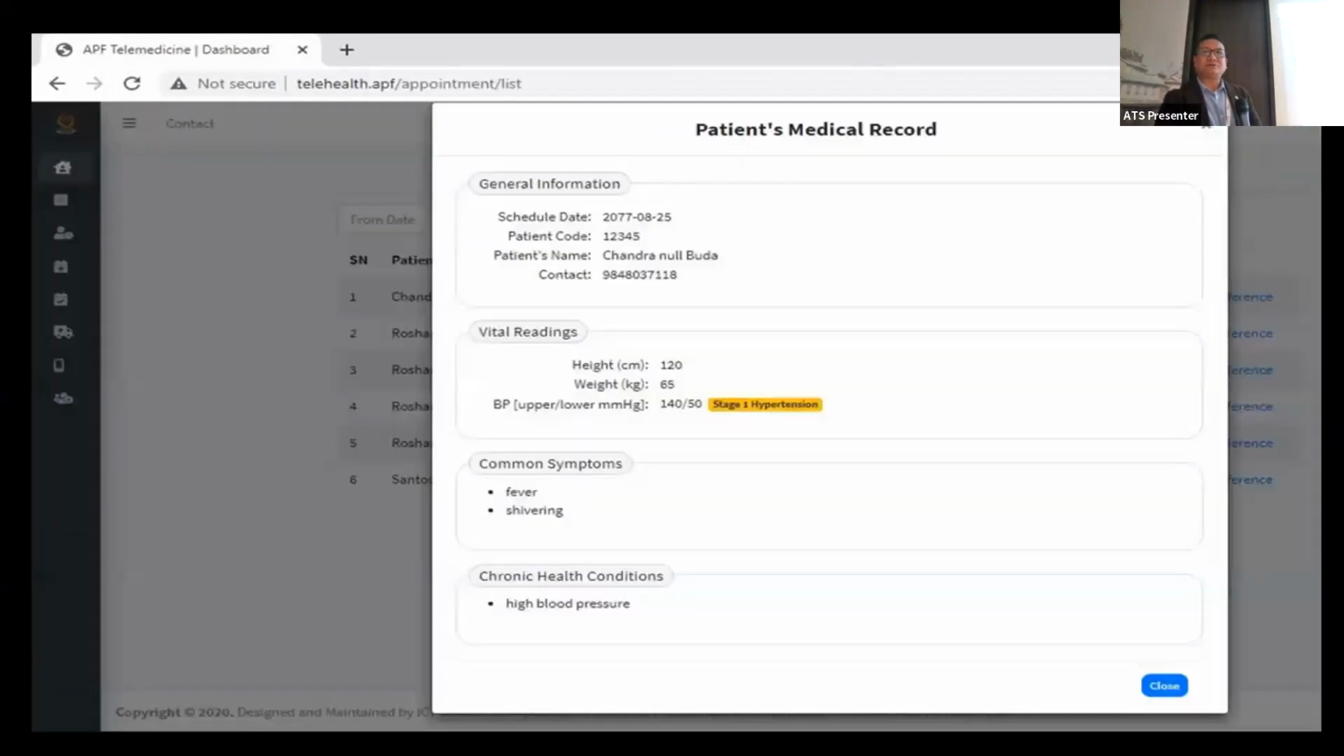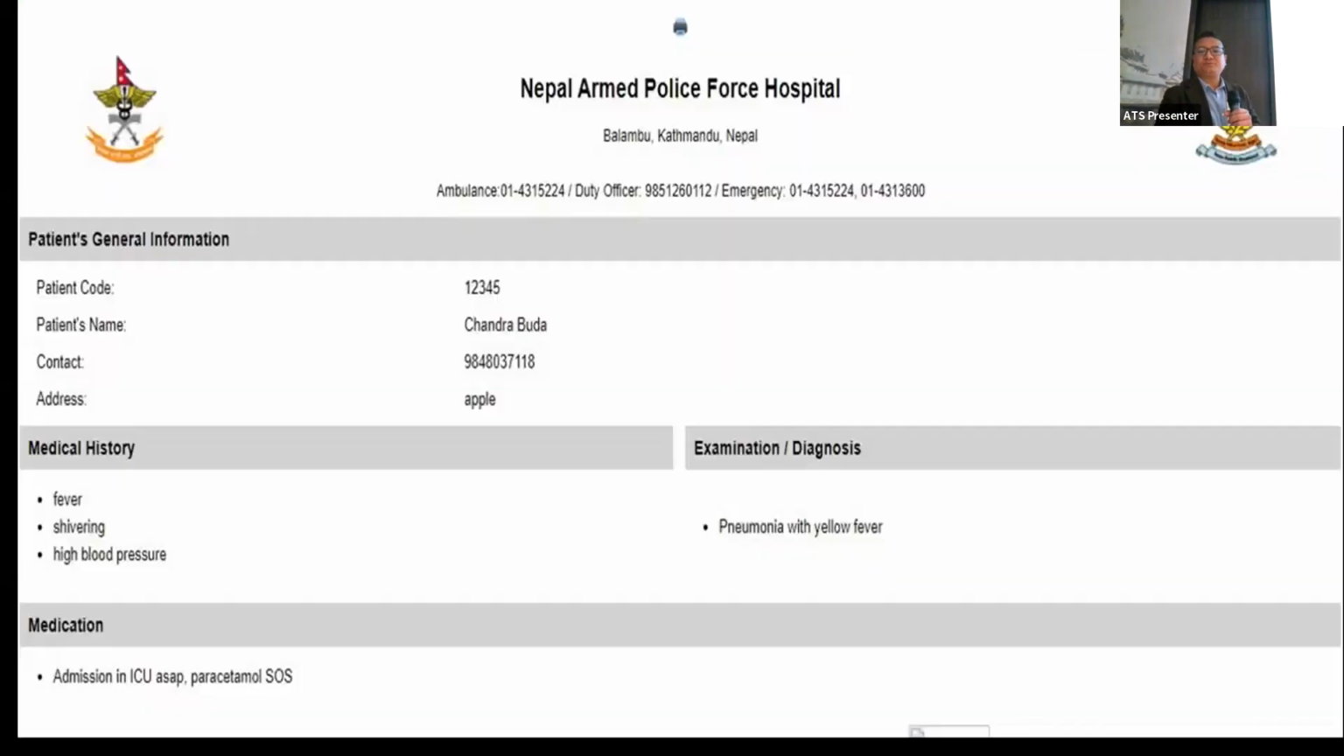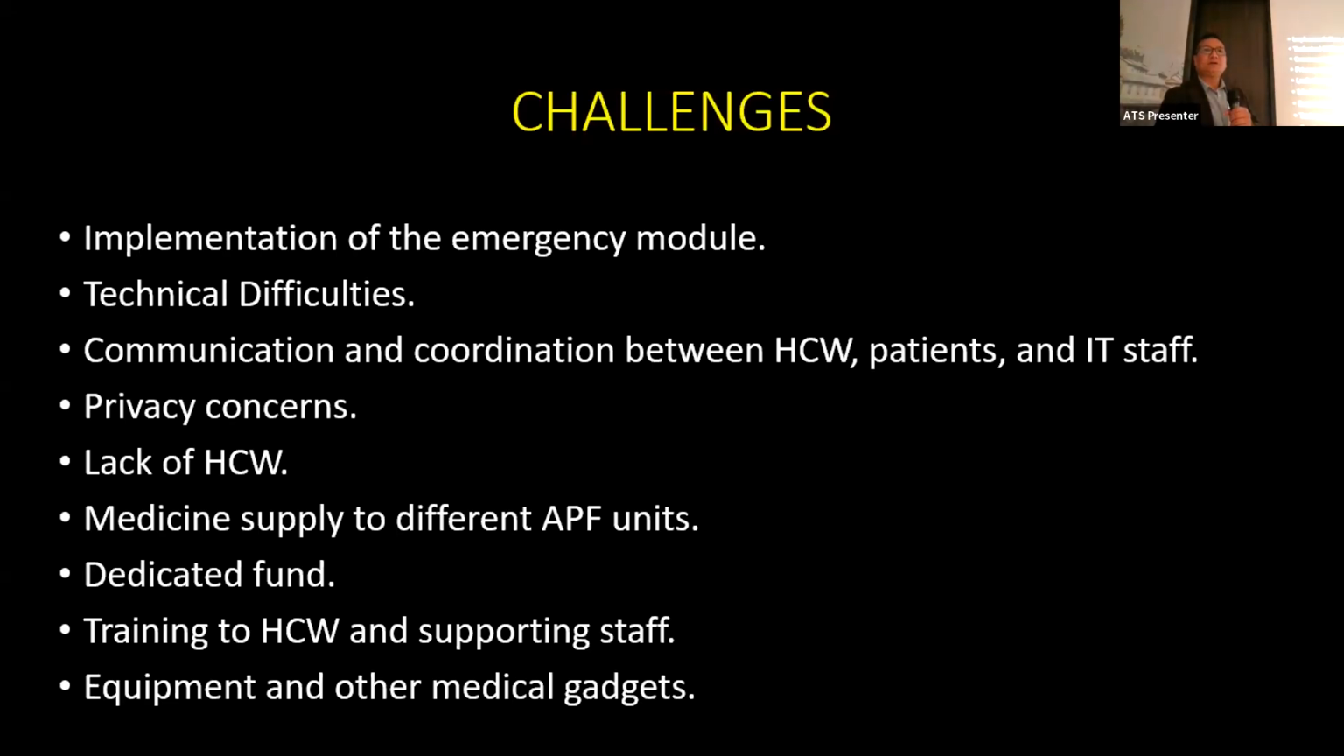And when the doctor sees it, he can see the medical record of the patient if it has been entered. And then after that, we can start a consultation using the TrueCon device software. And this is the final prescription that the patient receives after the teleconsultation.